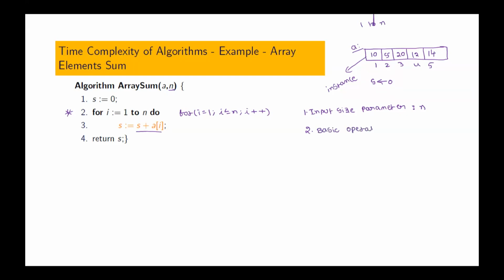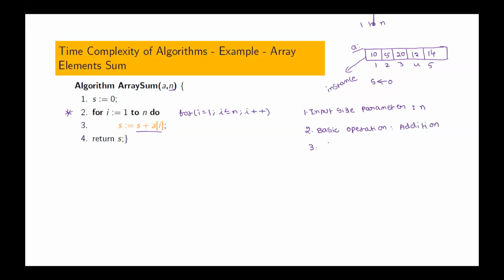Sum equal to sum plus A of i. What is the basic operation that we can consider? Sum equal to 0? No. What is the name of the operation? Addition. I said no. The third step is the most important step.